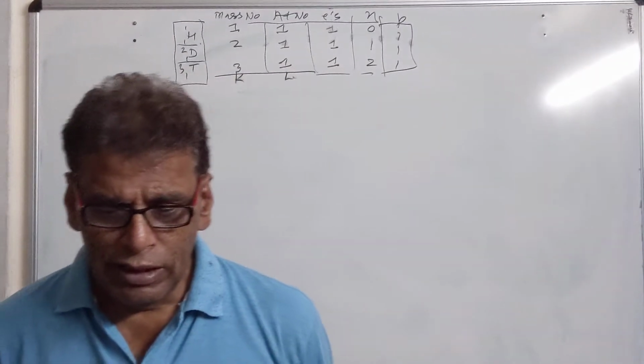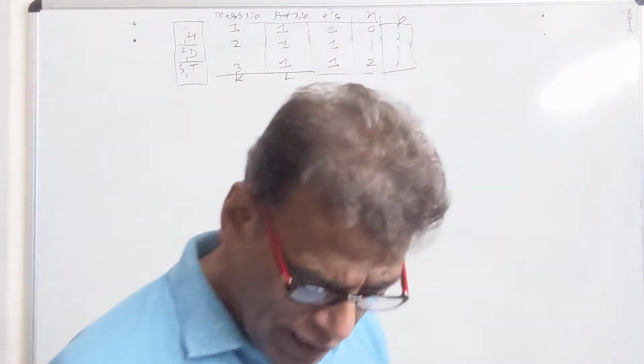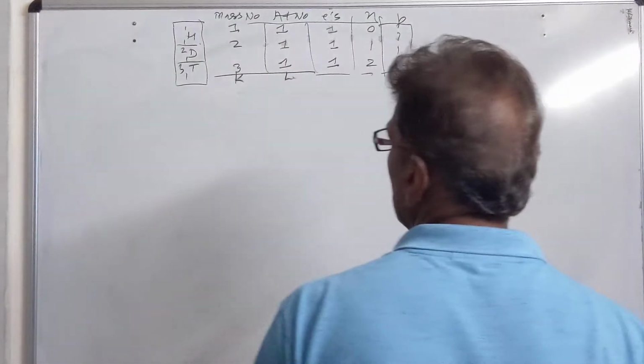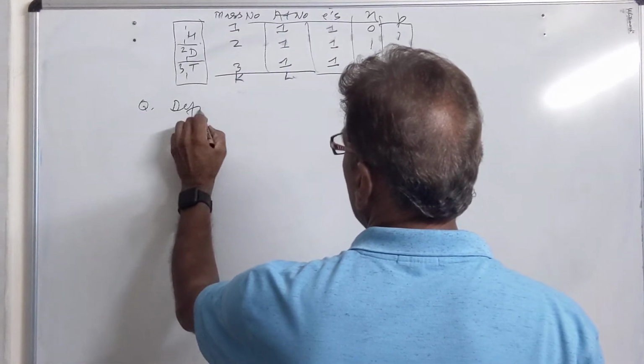Then the next question is: define valency and explain it by taking the example of silicon. Define valency.